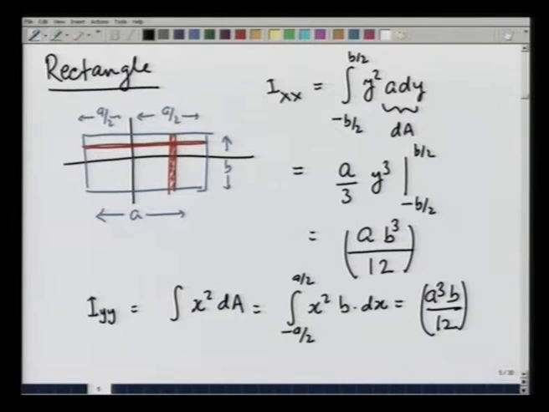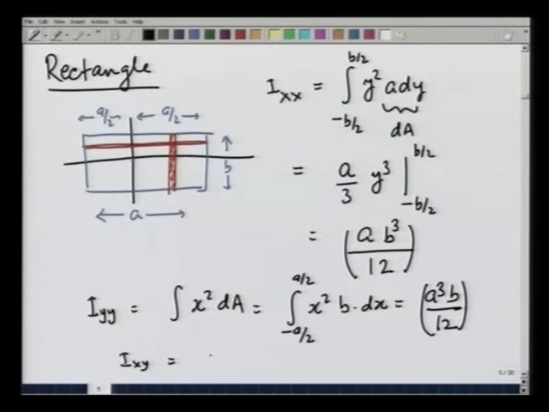How about Ixy? Again you will see by symmetry, because the area is equally distributed on the negative side and the positive side of the y and x axis, it comes out to be 0. So, we have already calculated the second moment and product of area for a rectangle.